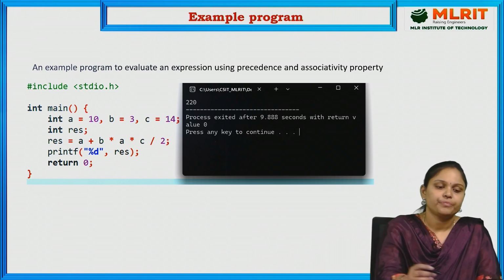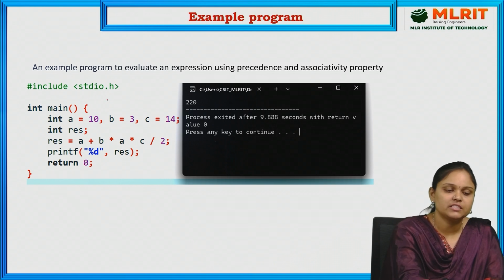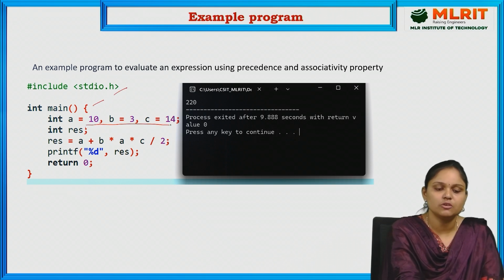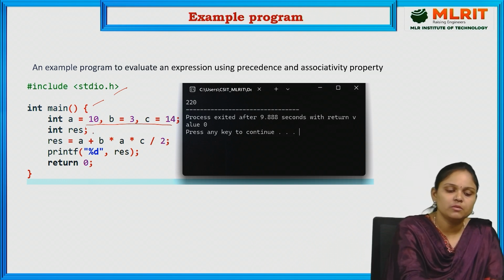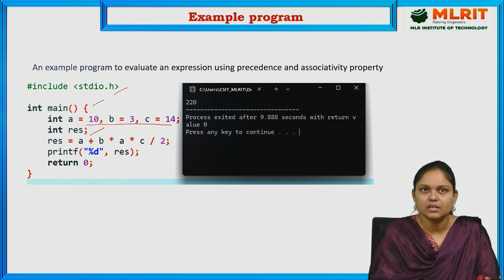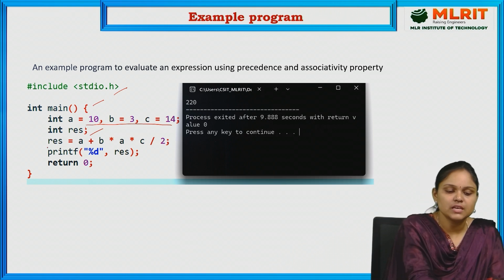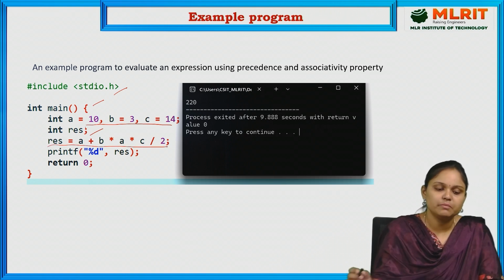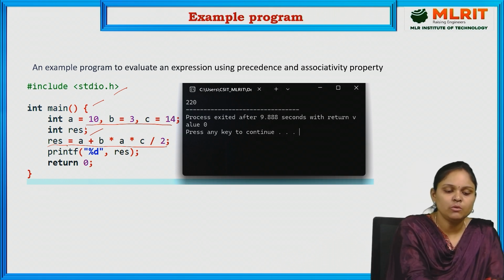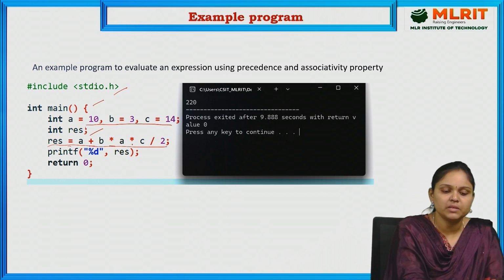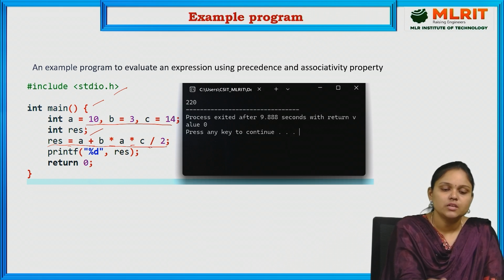So here we are evaluating an expression. This is the header file, and in the main function we give the values A equals 10, B equals 6, and C equals 14. The next variable we take is to store the result. And the next line is the expression: A plus B into A into C divided by 2. So here we have the equals operator, plus operator, multiplication twice, and a division operator.